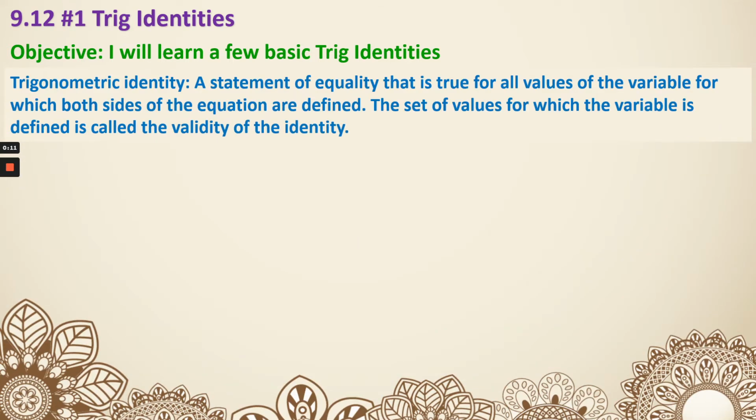First, the definition of trig identities, or any kind of identity, is a statement of equality that is true for all values of a variable for which both sides of the equation are defined. So basically we're just proving an equation, left side actually equals the right hand side.